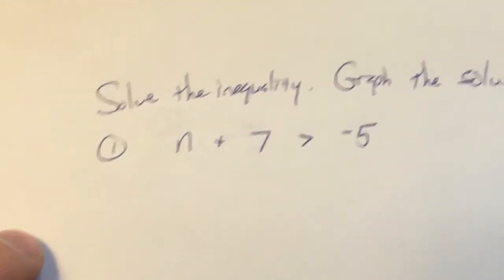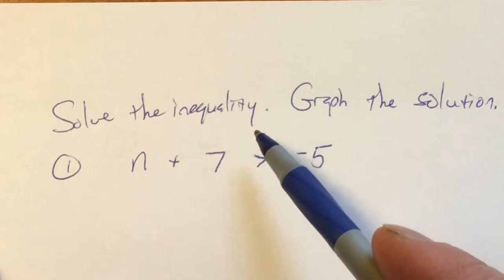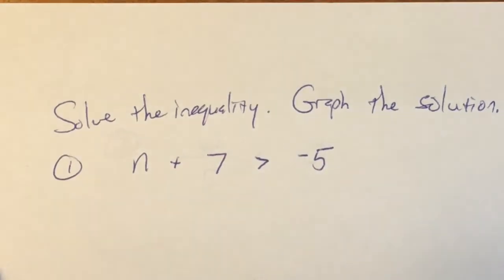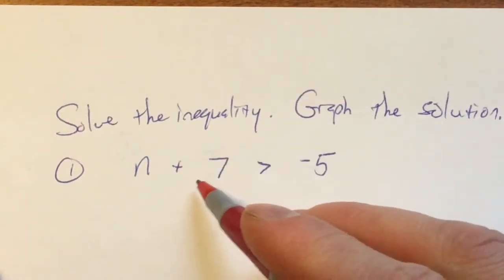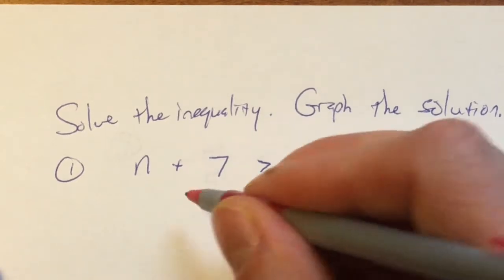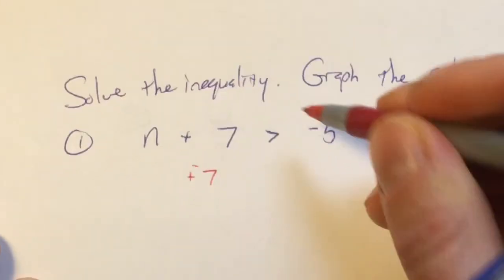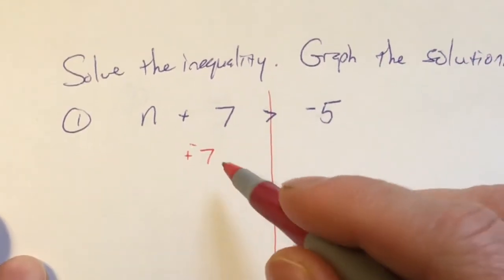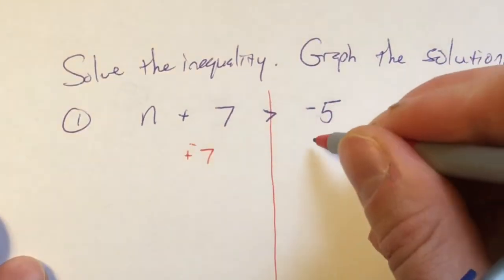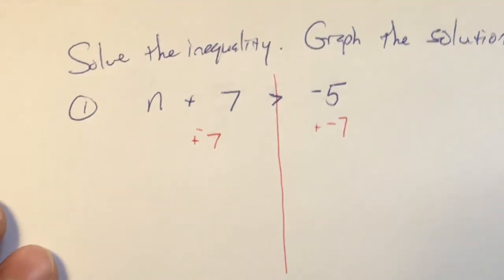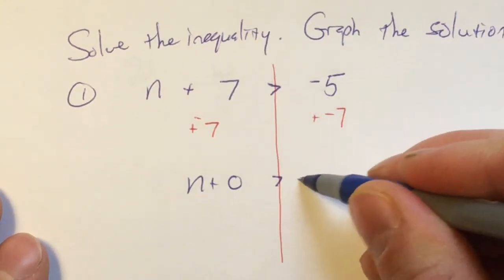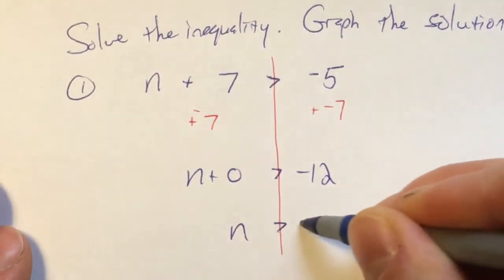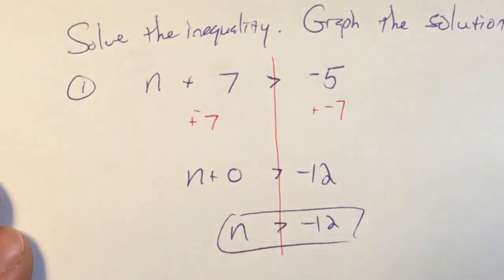Now, what we can do also is we're asked to solve inequalities and graph the solutions. So this will be familiar to students who solved equations, which should be everybody. If I've got n plus 7 is greater than negative 5, I'm going to add negative 7 to this side. Oops, I forgot to draw my line down the middle, because if I do it to the left, I've got to do it to the right. Add negative 7 to this side. This becomes n plus 0 is greater than negative 12, which is really just n is greater than negative 12. So there's my solution. N is greater than negative 12.